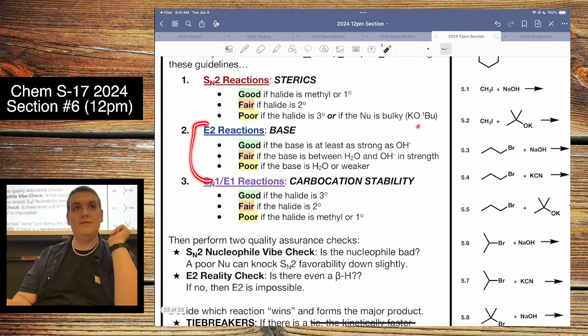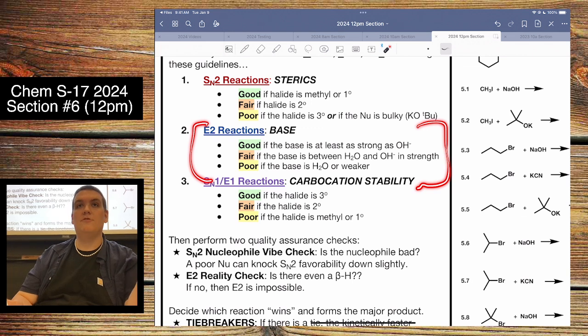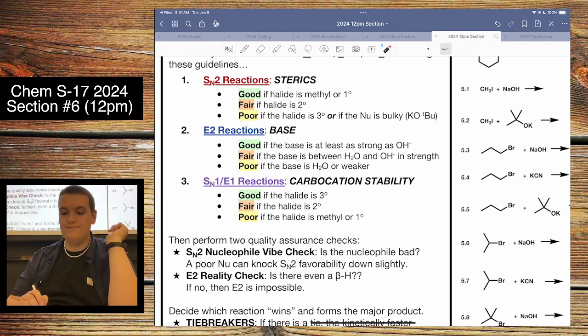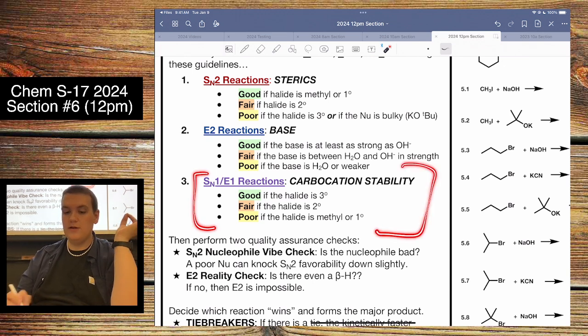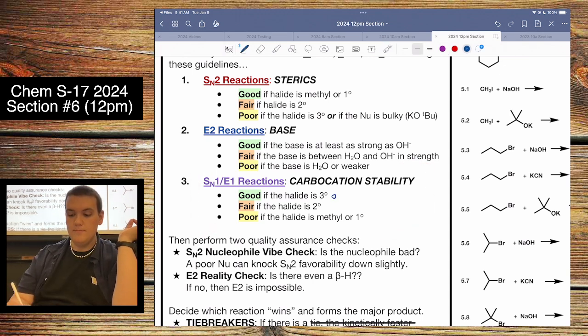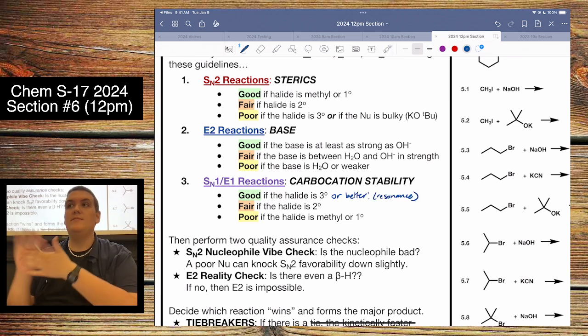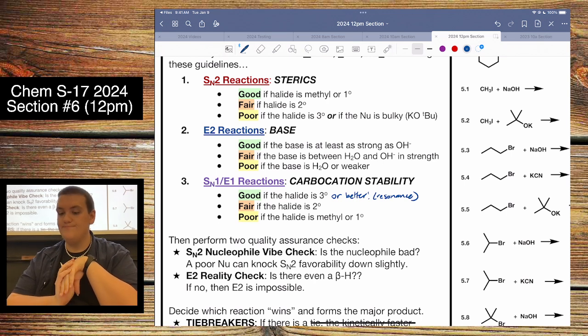Then for E2, the big thing that's going to determine good, fair, poor is our base strength. So these were the ones that we had highlighted green, orange, or yellow in the chart on the other page. Then finally, for SN1, E1, carbocation stability. So it's going to be good if it's tertiary or better. And that means resonance. So if you have resonance, you're already going to be good for SN1, E1. Fair for secondary, poor if it's methyl or primary.